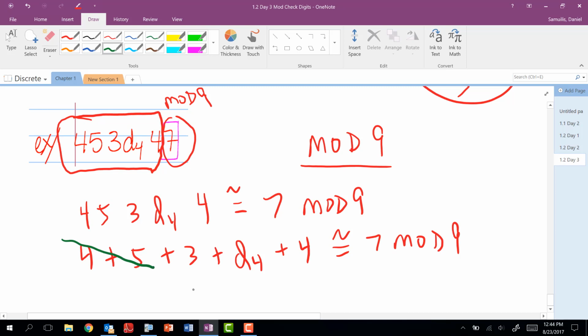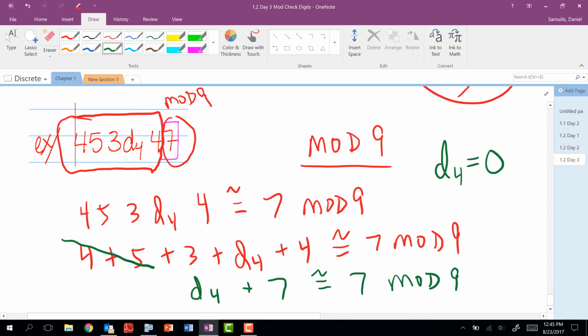How exciting. And then what I'm left with, I'm staying green: D4 plus 7 is congruent to 7 mod 9. Interesting. So what would D4 have to be when added to 7? So then when I divide this over here by 9, I get a remainder of 7. I hope that everyone's saying D4 equals 0. All right? All right.